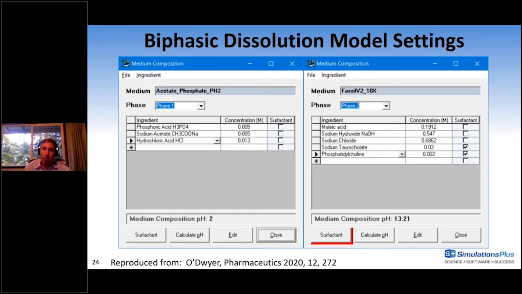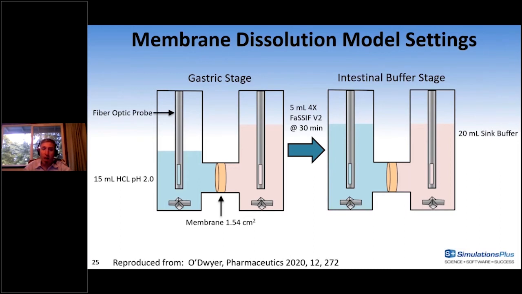the initial gastric stage. Same type of setup for the membrane dissolution, except they used just HCl at pH 2. And again, the overall volumes are smaller. So 15 mils of HCl pH 2 in the gastric stage. Membrane area is 1.54 centimeters squared in this case. 5 mils of 4x concentrated FASF version 2 is added at 30 minutes. And then, obviously from there, you can monitor the appearance of the drug in the organic phase. Or sorry, not organic phase, but the sink buffer phase in this case.